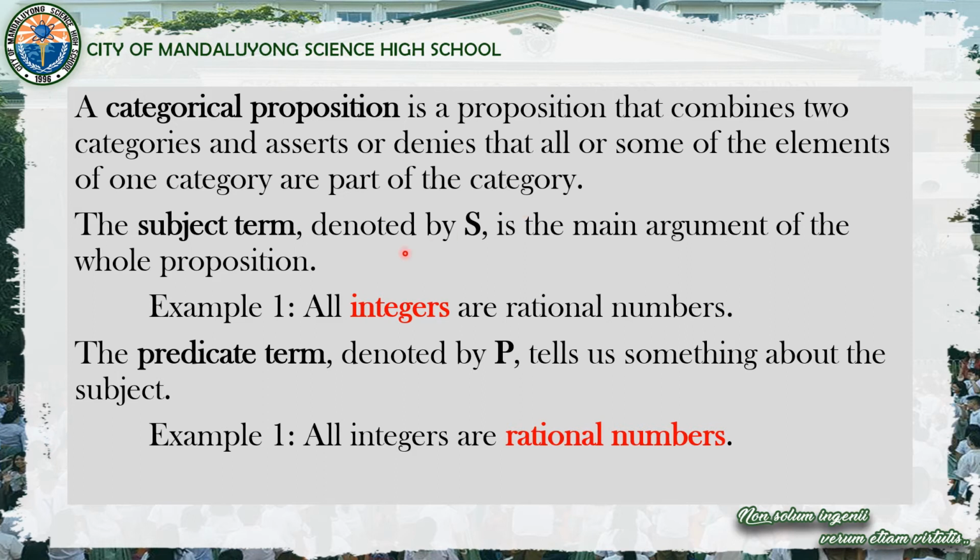Okay? And we have here the subject term, which is denoted by capital S. It refers to the main argument of the whole proposition. So in this case, all integers are rational numbers. Integers, this is our subject term. This is our S. And the predicate term naman, denoted by capital letter P, tells us something about the subject. So, in this case, rational numbers, this is our predicate term.